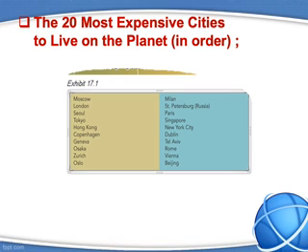Okay, this table summarizes for you the 20 most expensive cities to live in, such as Moscow, London, Tokyo, Hong Kong, and so on. And this is a very important point to be considered to be able to make the right decision.